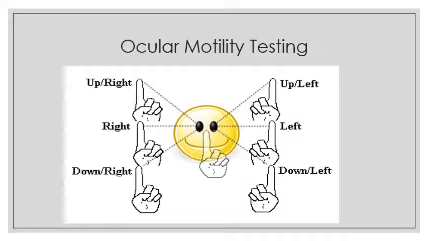How to examine for the ocular motility? First, the patient looks direct to the examiner and hold an object in a distance about 25 to 30 centimeters in front of the patient. This is the following method for examining the ocular motility.